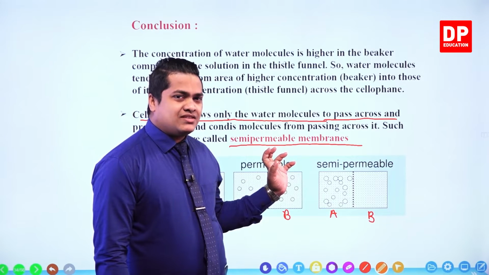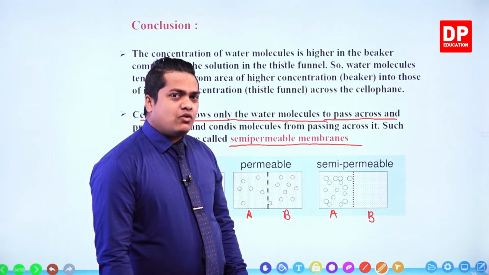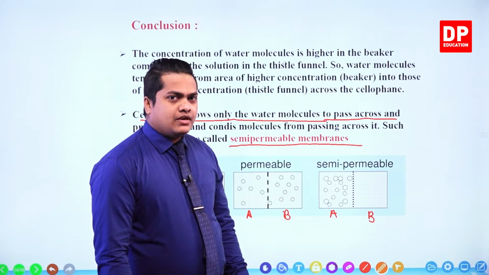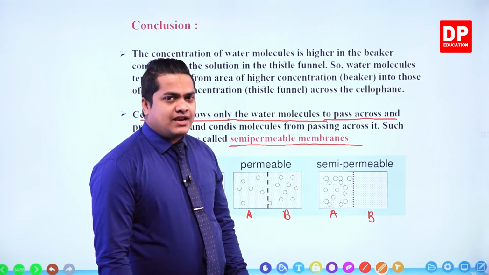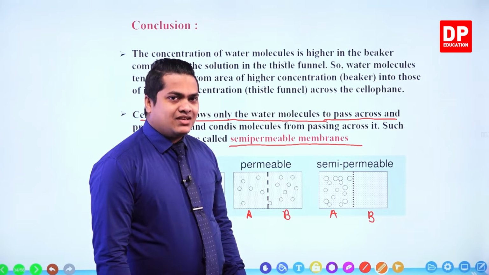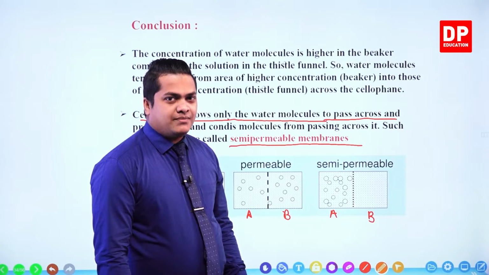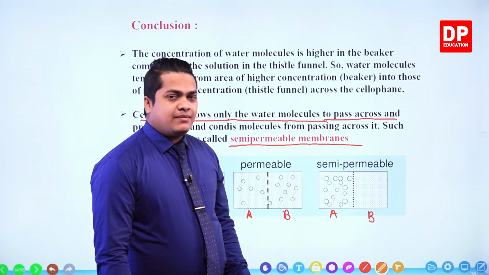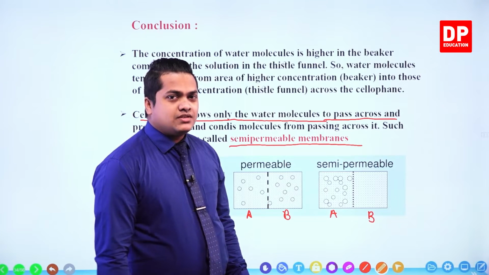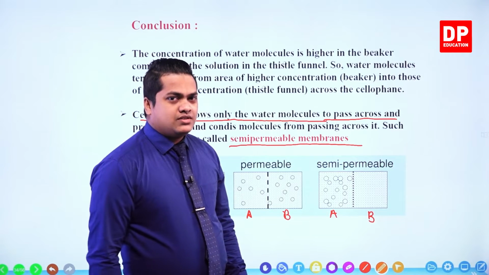There is no selection over there. Anyone can enter or exit very freely in and out of the membrane. It's like a polythene paper with large holes. If there is a polythene paper with large holes, any particle can enter through the holes, and any particle inside the polythene bag can come outside through the holes.